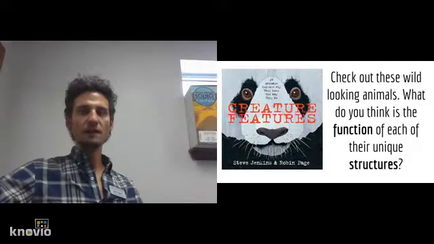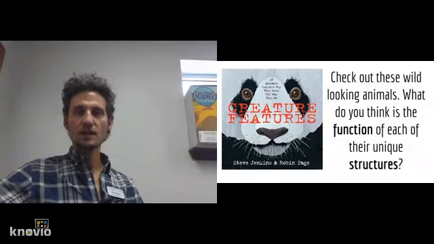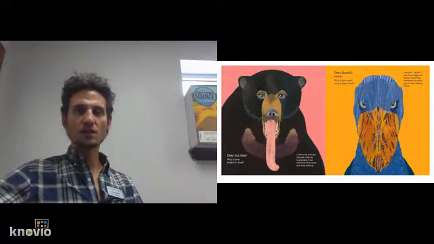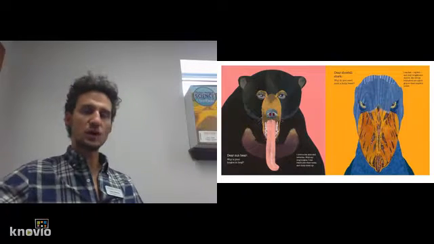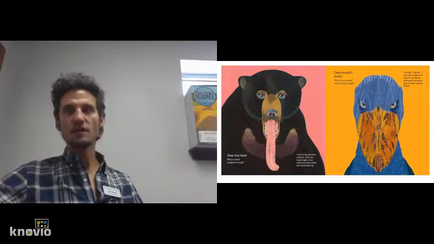And then finally, the culmination of this activity is using this book called Creature Features. In the book, Steve Jenkins, the author, did a great job with these questions. Dear sun bear, why is your tongue so long? So that's the structure, and then there's an explanation of the function.